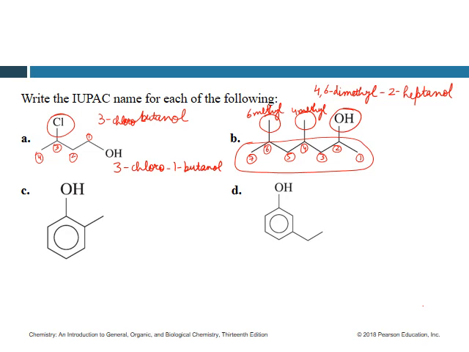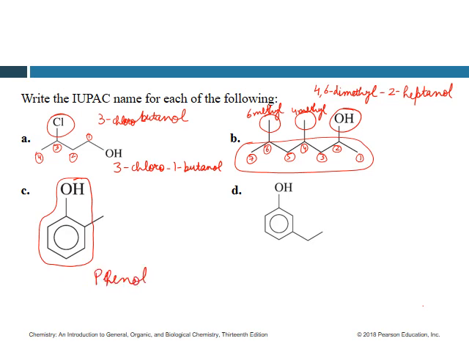Next we go to C. Again, what do I find here? When I look at the molecule, I see alcohol. At the same time, I see a benzene ring. And we know whenever we have a benzene with OH, that group can be given one name by itself, which is called phenol. So my parent chain now is going to be this, which is phenol.